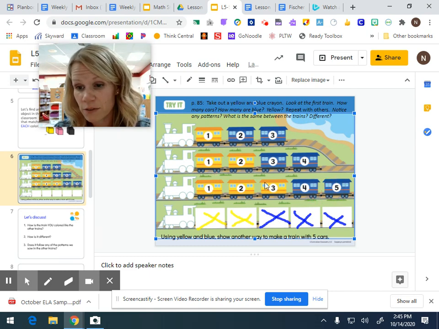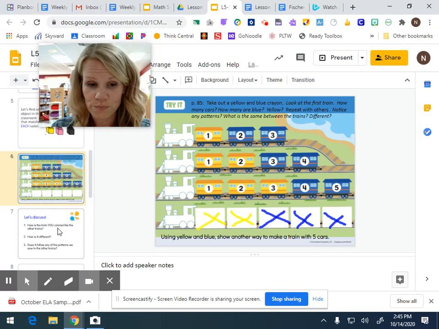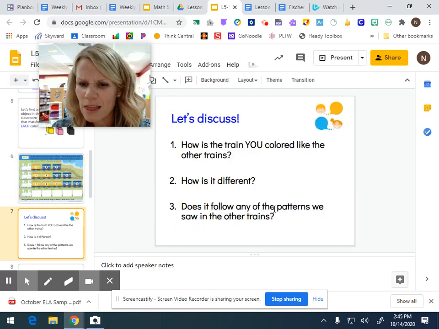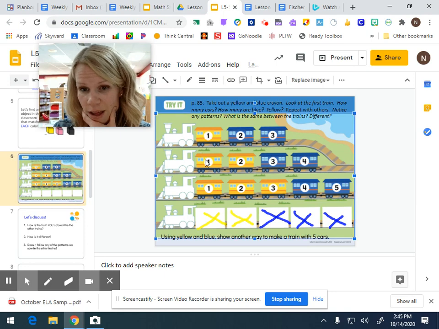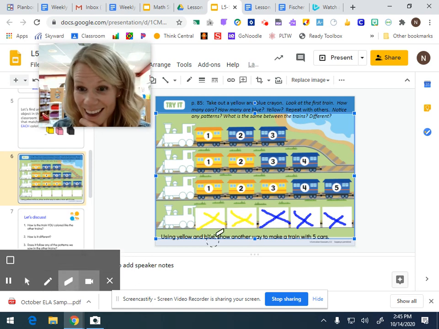And look, mine's a little different than the one before it. Instead of 3 yellows, I did 2 yellows and then 3 blues. I still made a combination of 5 though. Does it follow any of the patterns we saw on the other trains? Let's see, did I follow? You know what? I didn't follow a pattern because look, it looks like we have 1 yellow and then 2 yellows and then 3 yellows. If I was going to follow the pattern, how many yellows would I need down here? Yeah, I would need 4.